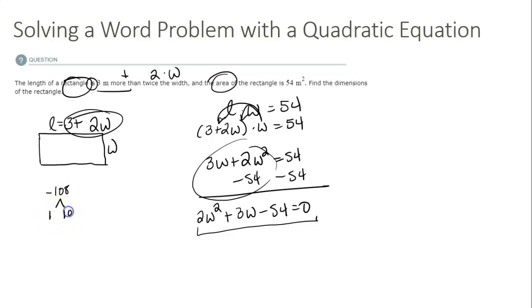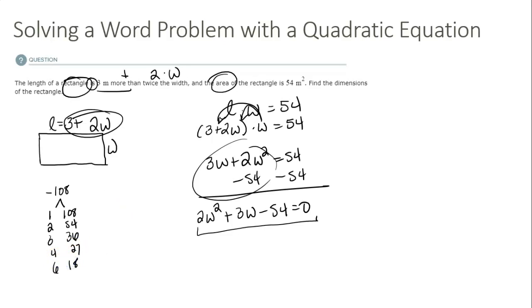1 and 108. No way that's going to make 3. 2 and 54. No way that's going to add or subtract to make 3. Let's see if 108 is divisible by 3. So we have 3 and 36. Nope. Let's see if it's divisible by 4. 4 and 27. Nope. 108 is not divisible by 5. Let's see if it's divisible by 6. 6 and 18, getting closer, but no.